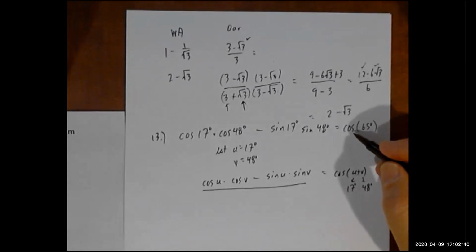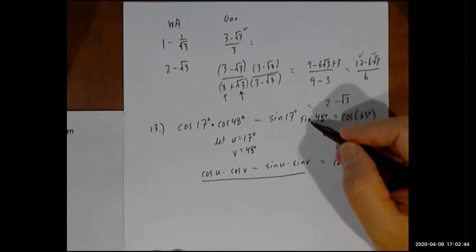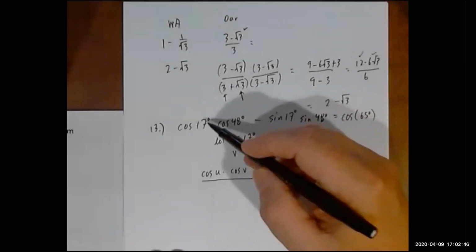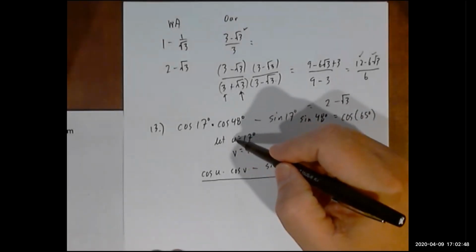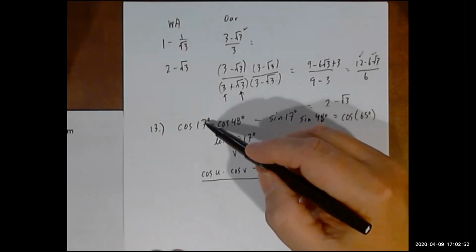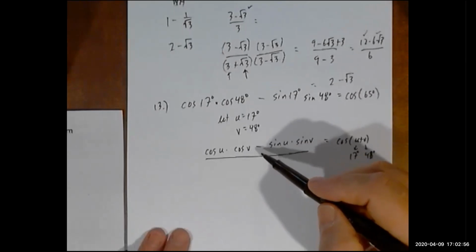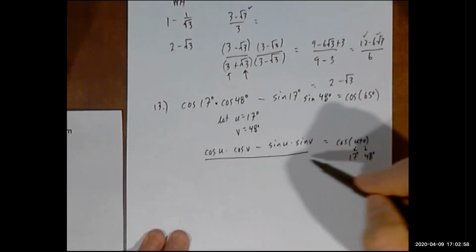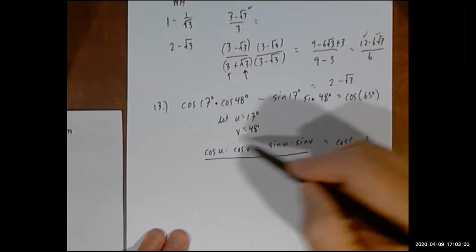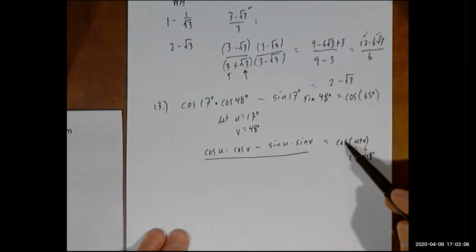So see what I've done? I'm in a sense using the formula backwards. I called 17 degrees U, and I decided to call 48 degrees V, so I replaced the 17 and 48 with U and V. And then I went to the formula sheet and I said, is this one of my formulas? Yes, it is. This is the formula you use when you add two angles together and take the cosine.